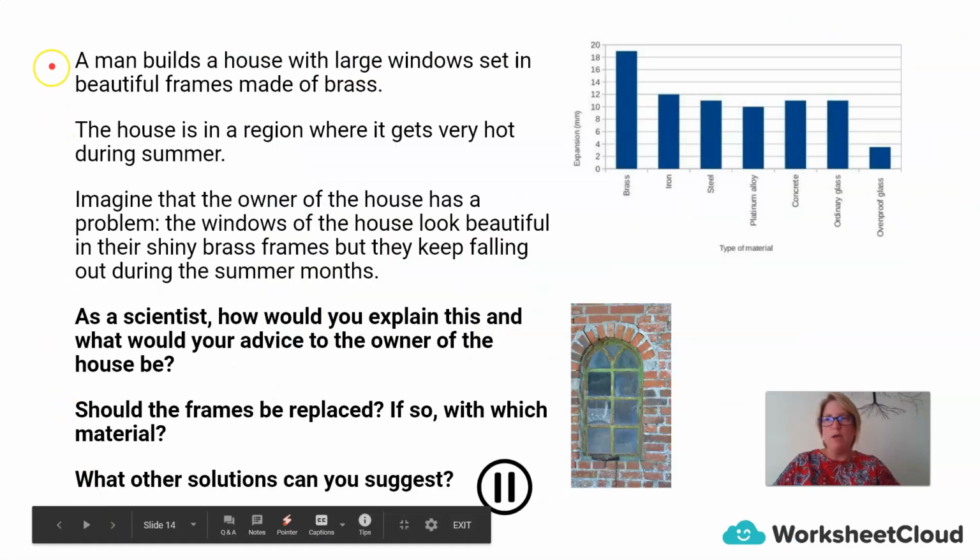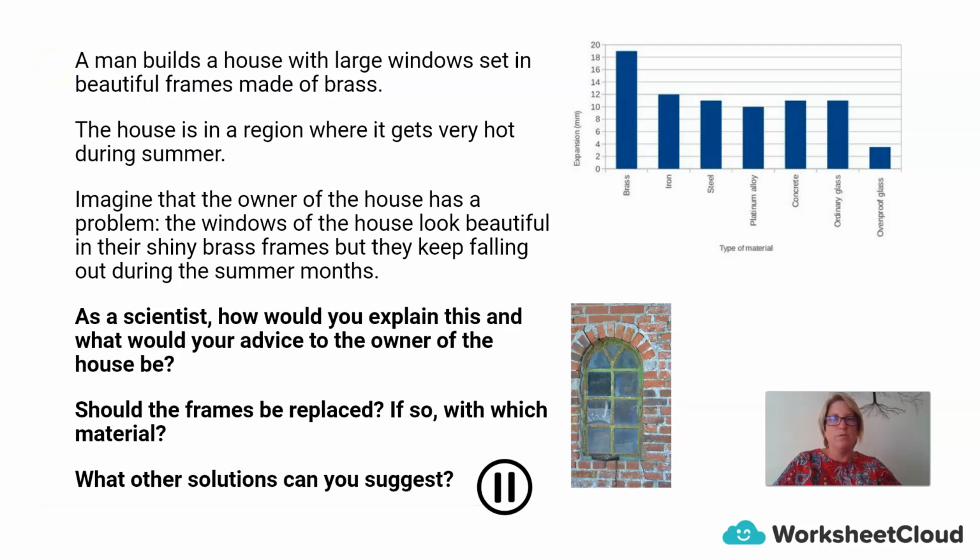So how can we use this information to help the man who built a house with his beautiful brass frames? So as a scientist, how would you explain this, and what would your advice to the owner of the house be? So can you use the data that you've plotted here to help solve his problem? So should the frames be replaced? And if so, with which material? And what other solutions can you suggest?